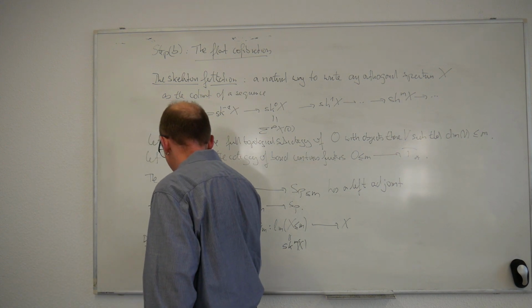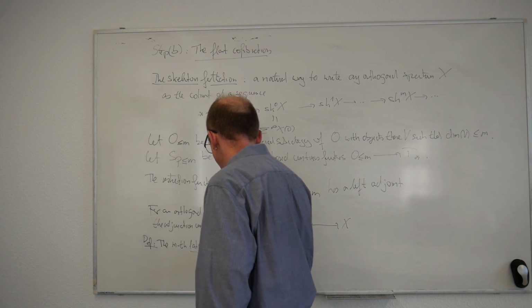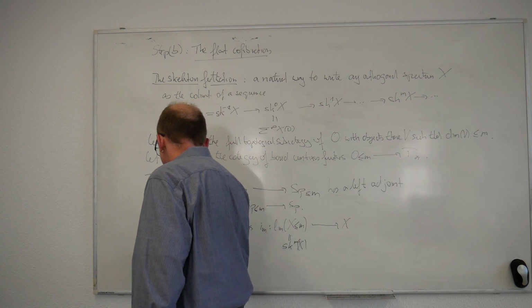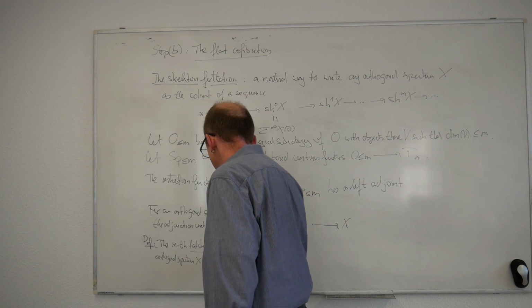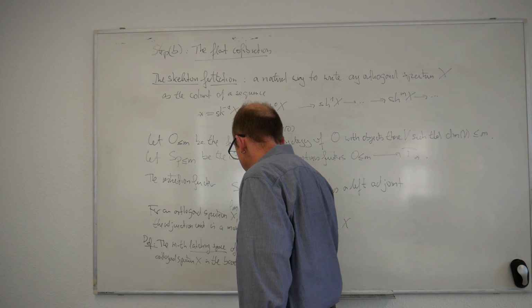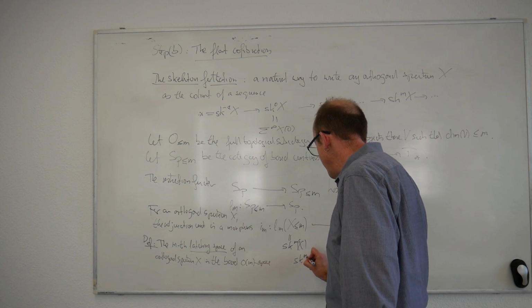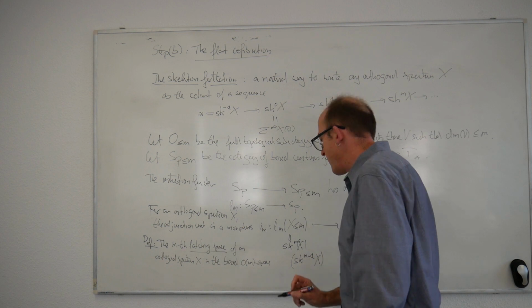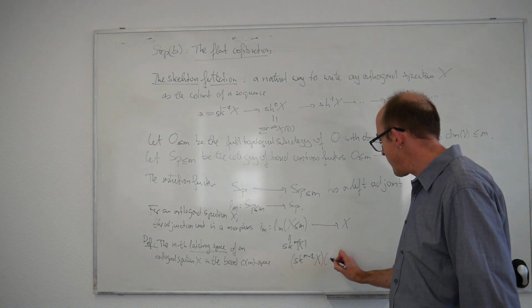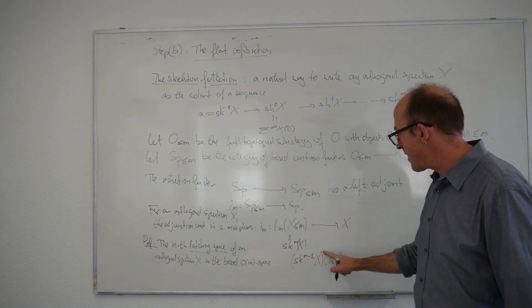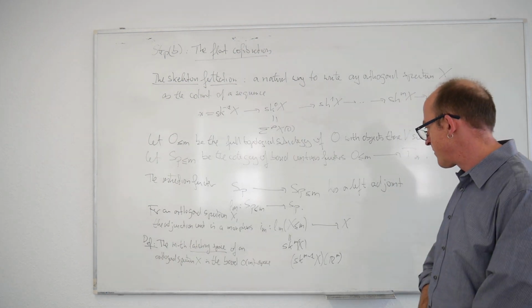The nth latching object, or latching space actually, of an orthogonal spectrum X is the based OM space: we take the skeleton in dimension M minus 1, and then we evaluate at the smallest example of an inner product space that wasn't in the indexing category here, so we evaluate at R to the M. And of course this is some orthogonal spectrum evaluated at R to the M, so this comes to us with a base point and with a continuous OM action.